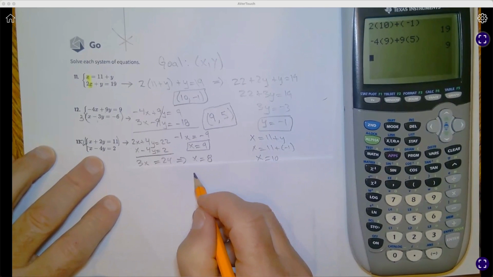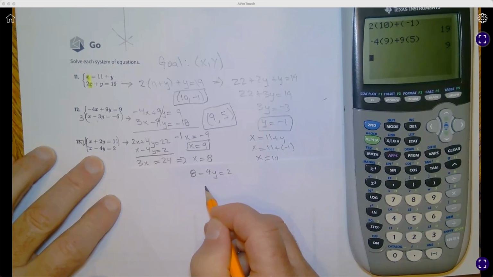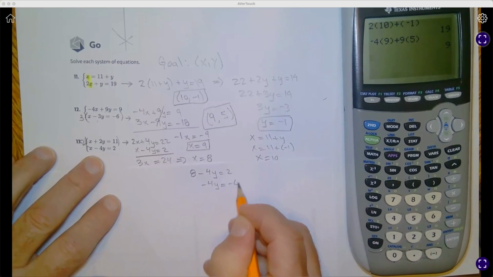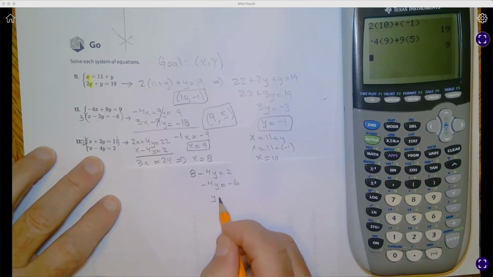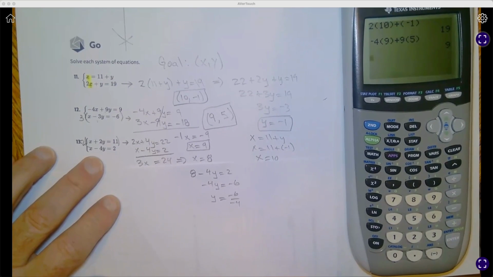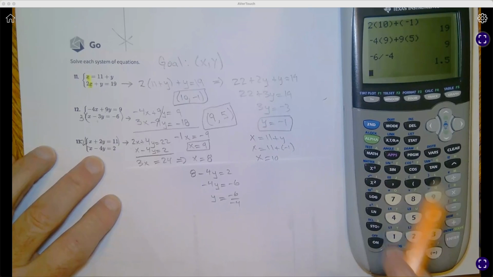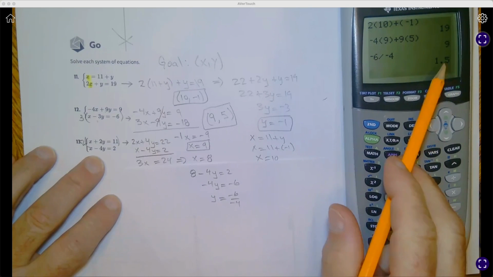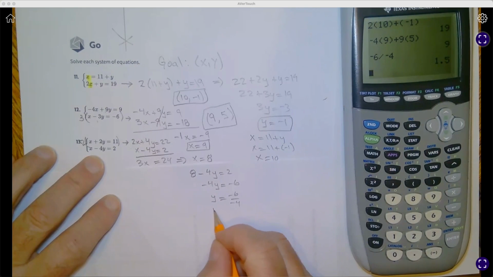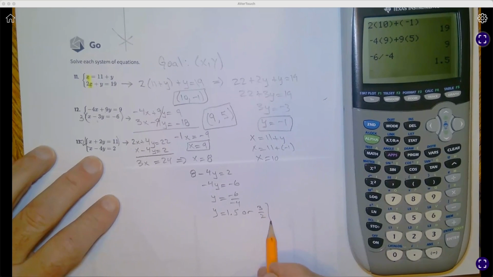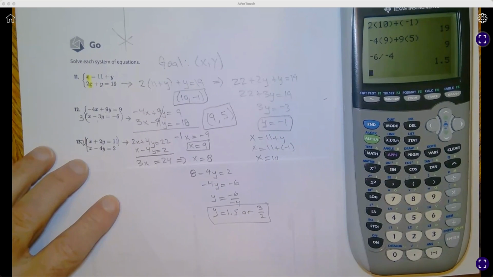I'm going to go to the second equation, and I'm going to let my x be 8. Subtract 8. Oh, that was tricky. Divide by -4. And reduce that fraction, please. -6 divided by -4. If it's a decimal that terminates like that, then you can use that. So I'm going to use that. I like that number. Y equals 1.5. Now, if you want to use 3 over 2, that's all right. Okay, so there's that. My final answer.